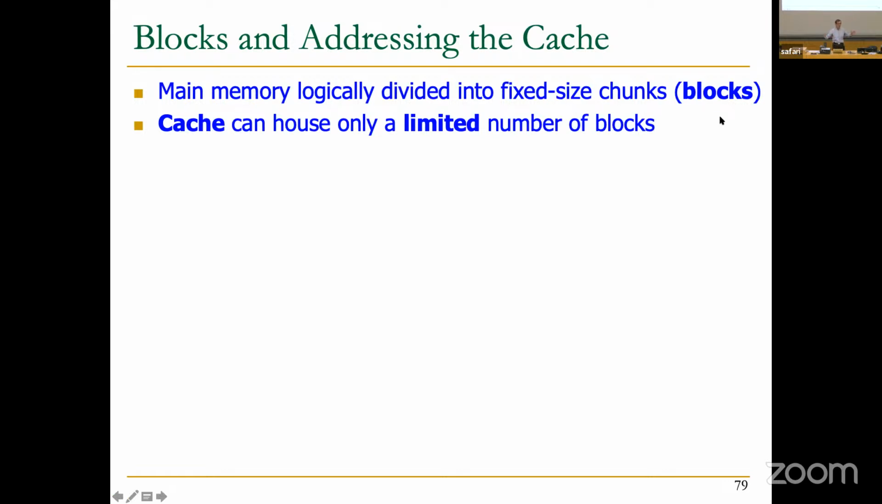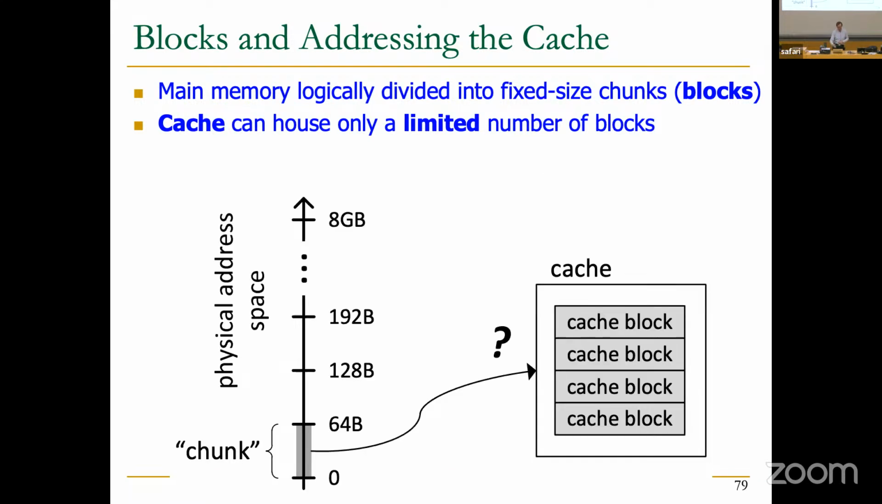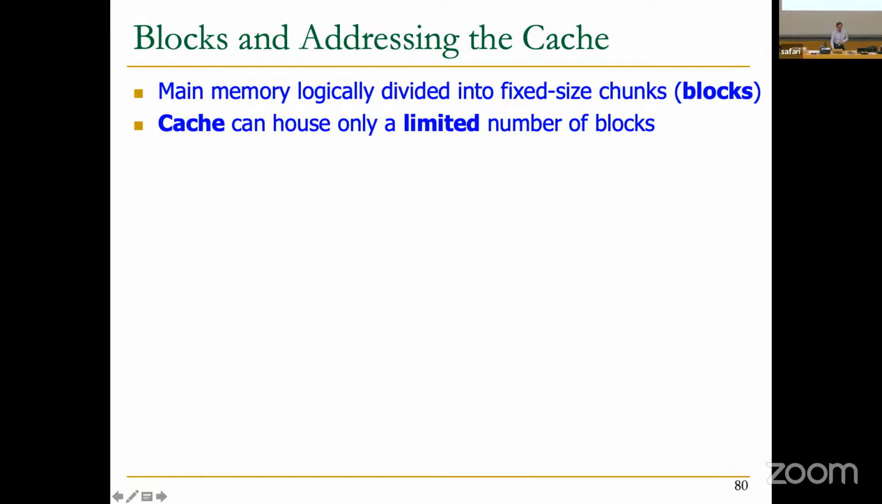Why fixed size? Because it's easier to manage the cache, basically. People have proposed variable size blocks, and it becomes a mess, basically, in hardware. This doesn't mean that it's not doable. It's just much higher complexity. It's so high complexity that no one today does it, as far as we know. Cache can house only a limited number of blocks. That's why it's a cache, right? And this is a picture that I showed you earlier.